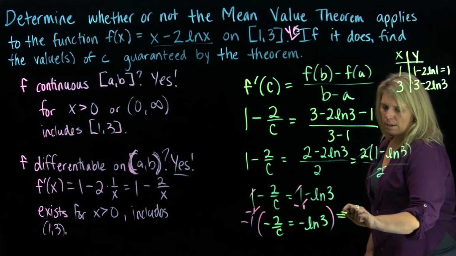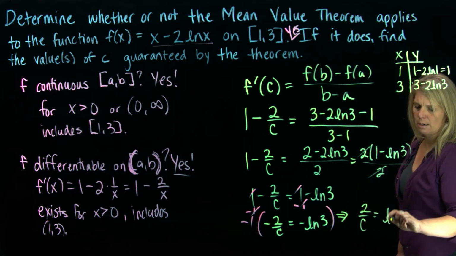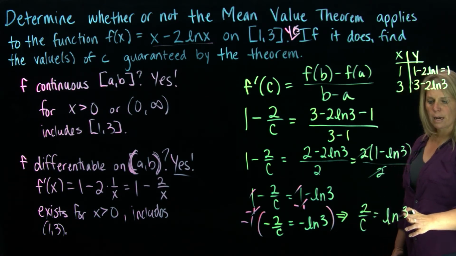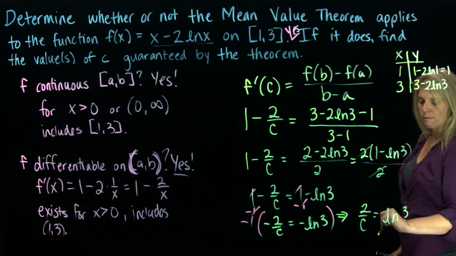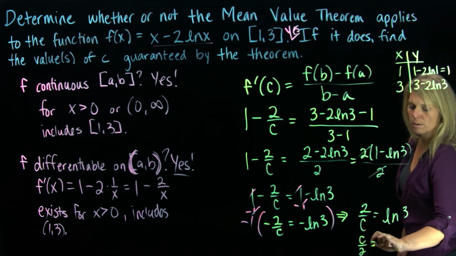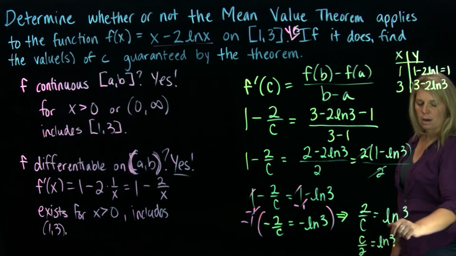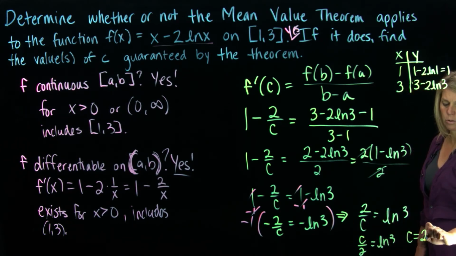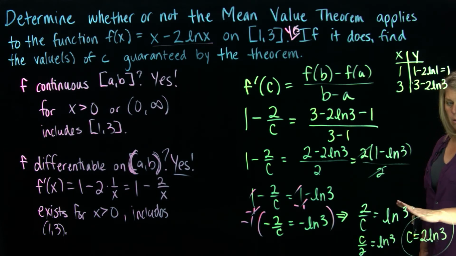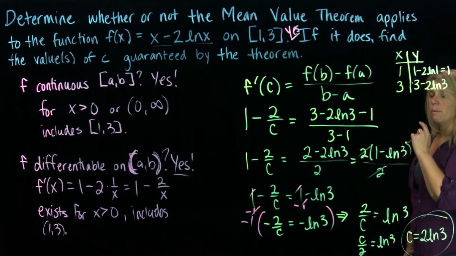So let's go over here. I'll have 2 over c equals ln of 3. And then I can do the reciprocal of both sides here, or I could cross multiply and divide, however you want to think about that. But I would get c over 2 equals ln of 3, multiply through by 2, I'll get c equals 2 ln of 3. Okay, so mean value theorem says that that c value should be between your a and your b, between 1 and 3.